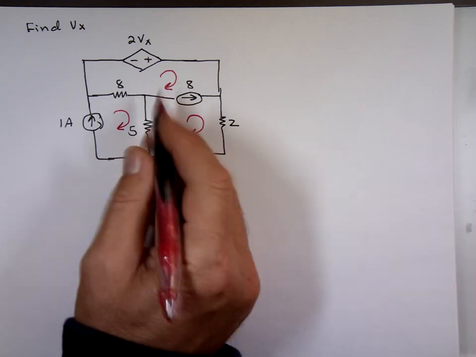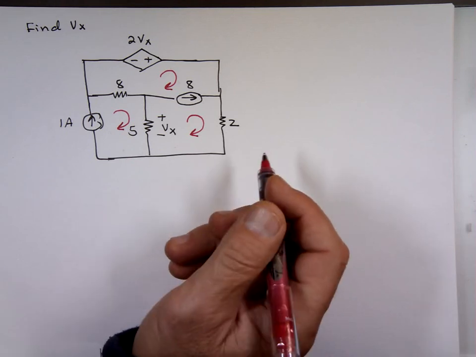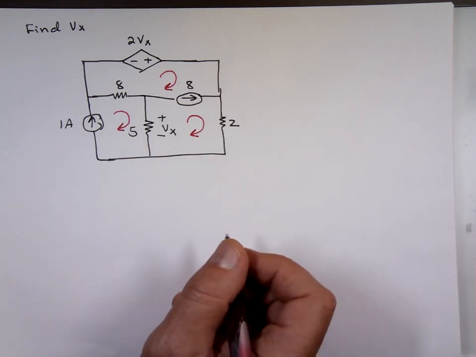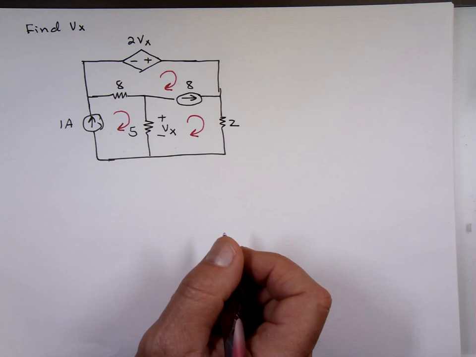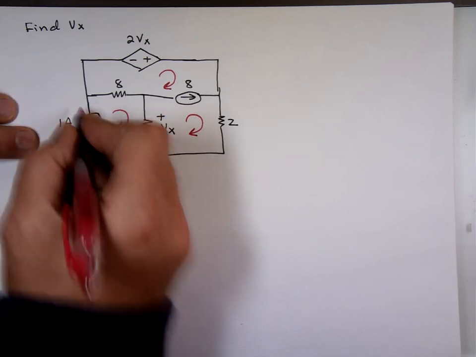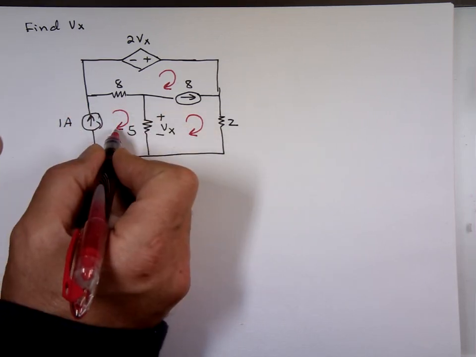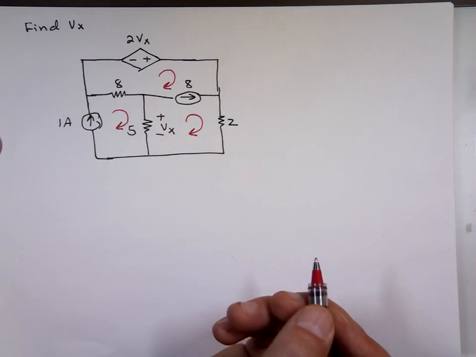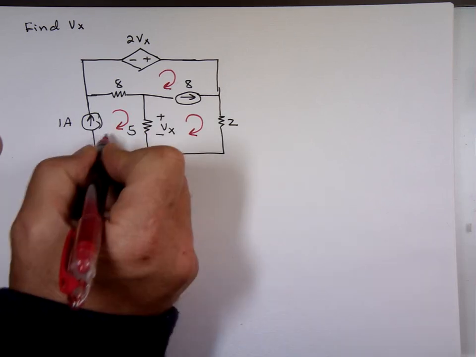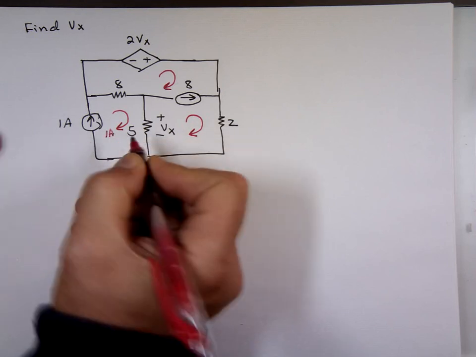That looks like 3 unknowns to me, but wait a minute. I already know one of the answers. This current's going this way, right? So what's the value of that current? Probably 1 amp, yep. There goes one of the unknowns.